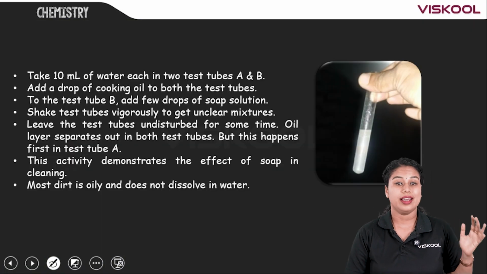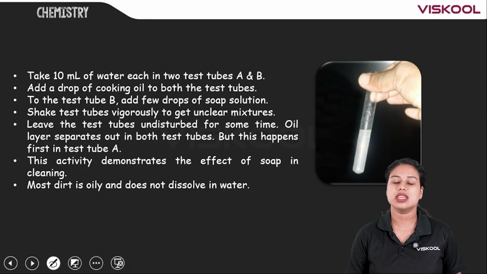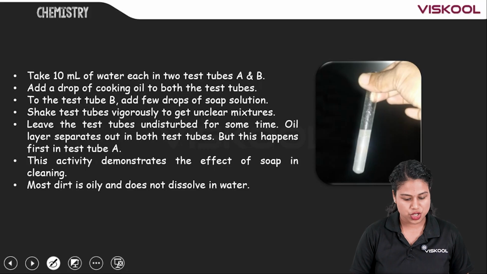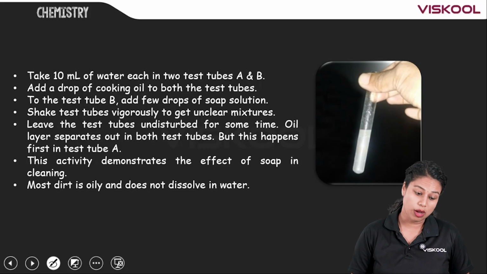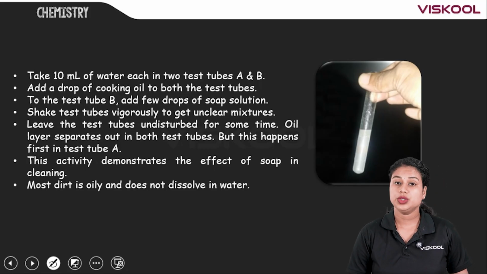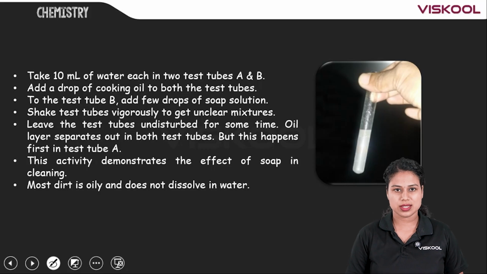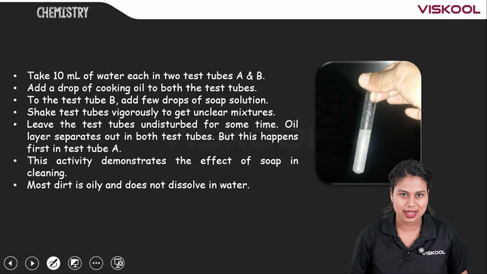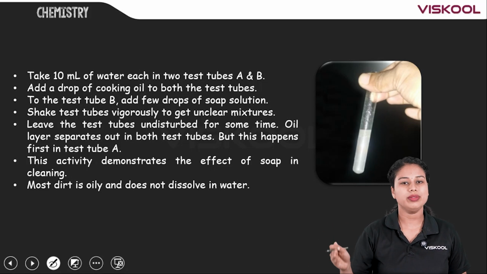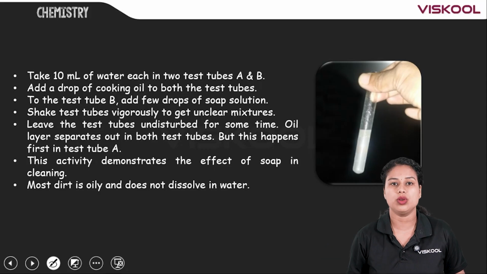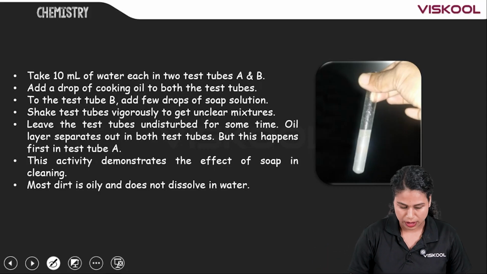First of all, let us discuss an activity which is given in your textbook itself. We need to take 10 ml of water each in two test tubes, A and B. We add a drop of cooking oil to both test tubes. To test tube B, add a few drops of soap solution. Shake the test tubes vigorously to get unclear mixtures. As we know, oil is not miscible in water, therefore they will form separate layers, right? But in the second test tube, along with oil and water, we have added soap solution too. So what happens in that particular case?